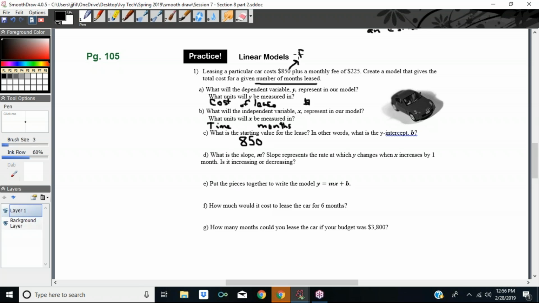Okay. So the fixed or the starting amount is the Y-intercept. Remember that. So then what's left? The slope. How much is it going up? It's increasing $225. So the cost increases $225 every month. And then put the pieces together. So go put the pieces together.